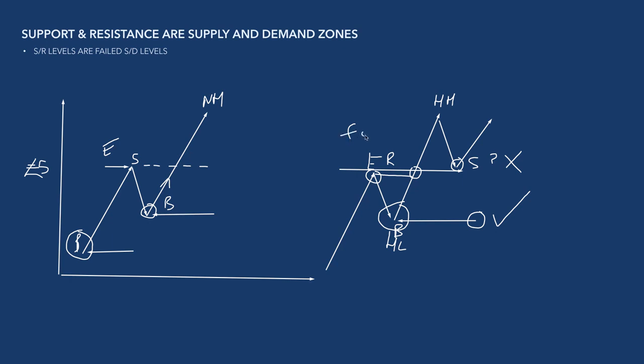And that is all support and resistance levels are. Yeah, they are past supply and demand zones that have been projected into the future, right? That have failed to work, and then traders are just trading the other side of that area.